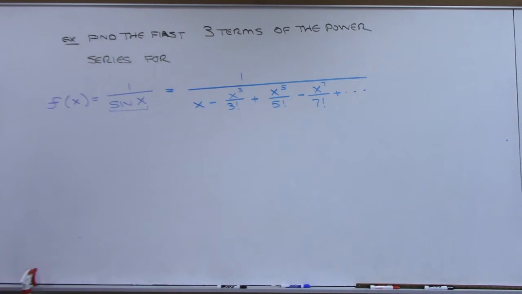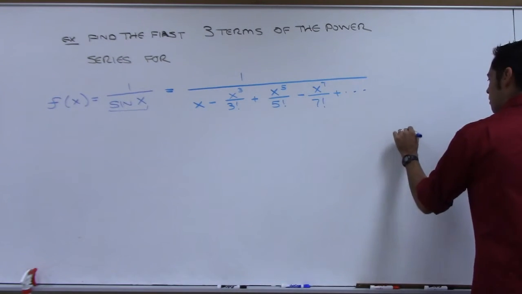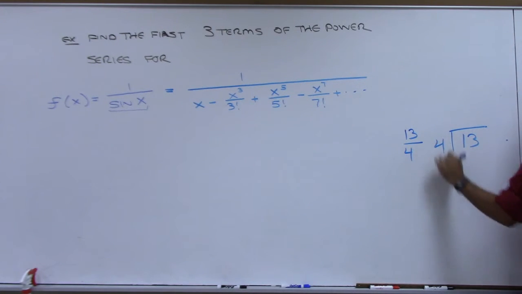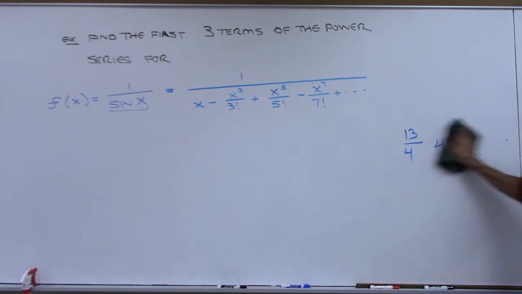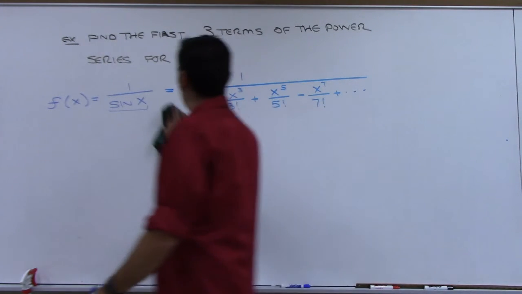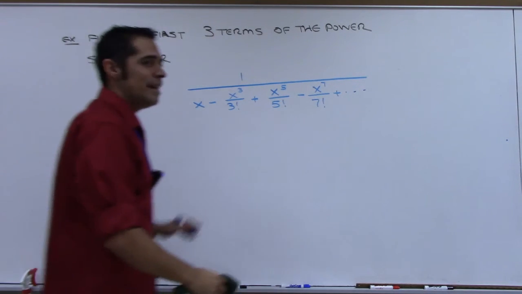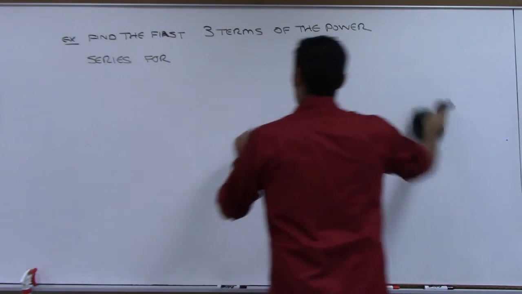But okay, so how do we divide this? How do you divide 1 by this? Well, how do you do old school division, right? Like, what's 13 divided by 4? Well, you did this, right? That's what you did. And that's what we're going to do now. We're going to do long division on this. And on the inside of the division is the 1.